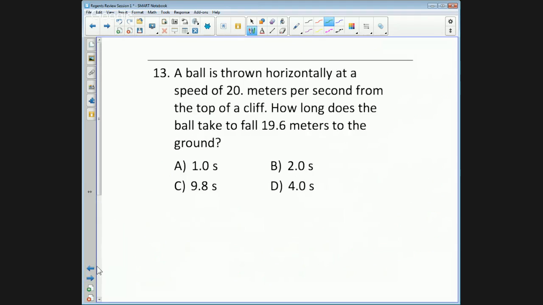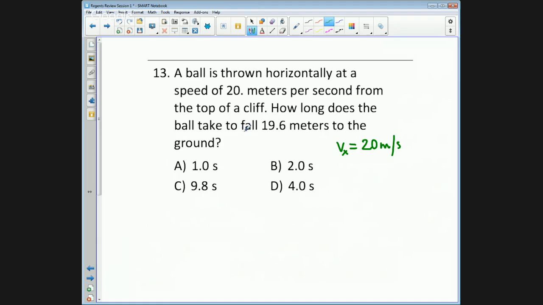All right. Next, number 13 says, a ball is thrown horizontally at a speed of 20 meters per second from the top of a cliff. How long does the ball take to fall 19.6 meters to the ground? So I usually like to draw a picture. I'm going to forgo the picture and just do the math here. It says a ball is thrown horizontally at a speed. So that is Vx, my horizontal speed, which is 20 meters per second.